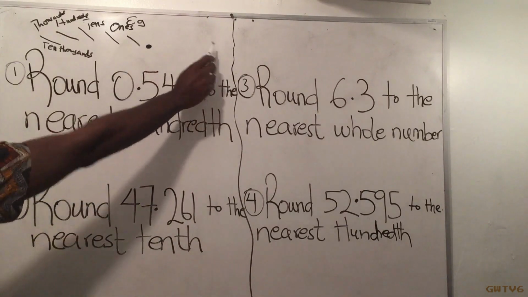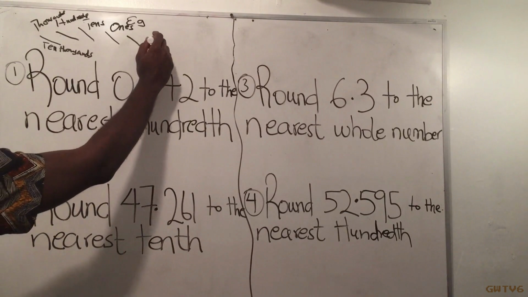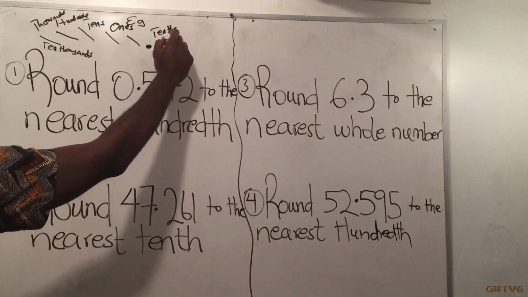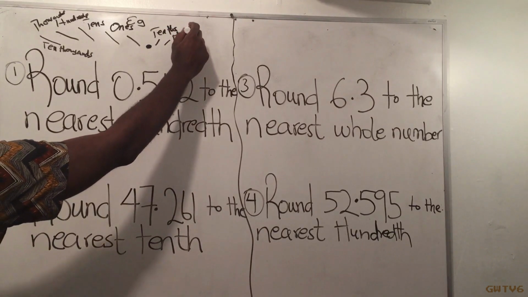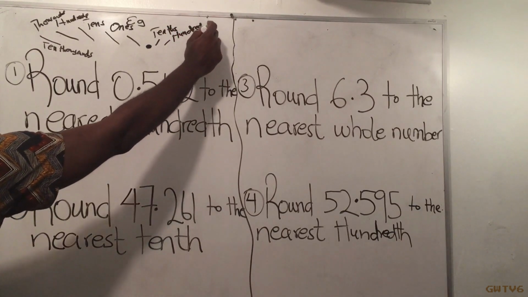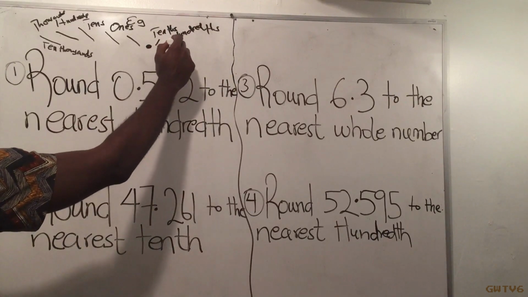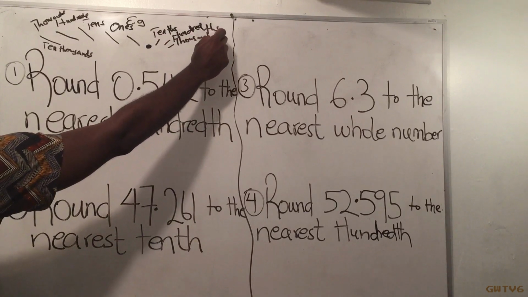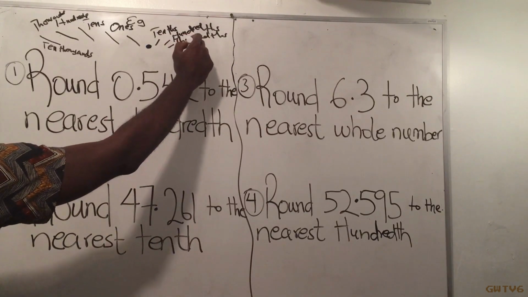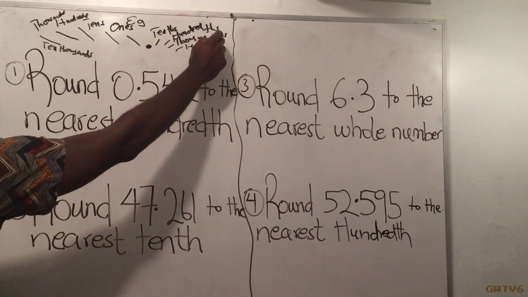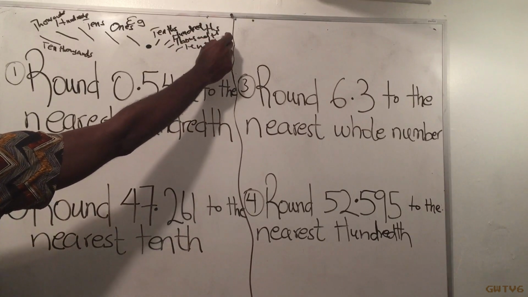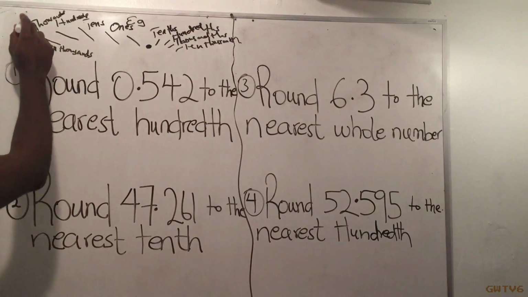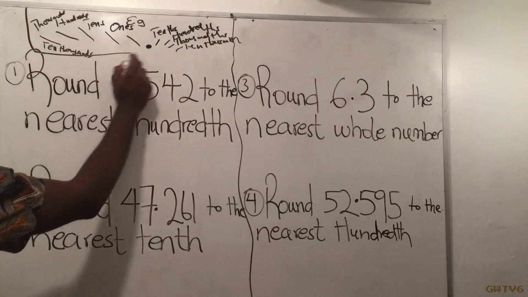And then on the right side, the first one is your tenths with the th. The next one is your hundredths with the th. The next one is your what? Thousandths with the th. The next one is your 10,000ths with the th, and you go on and on. So if you remember this right here, you should be good.